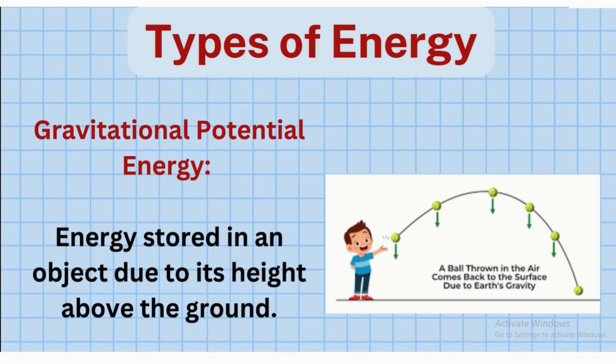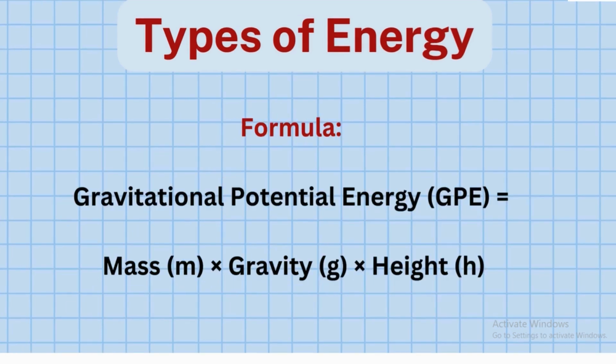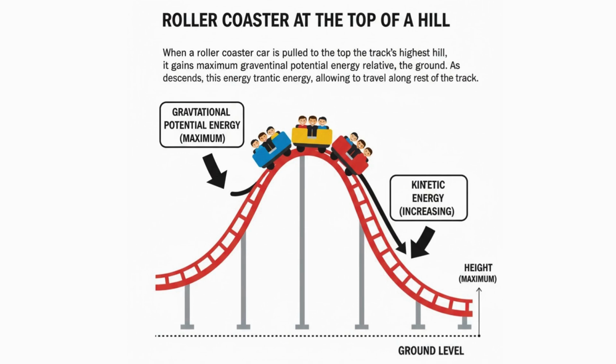Another type of energy is gravitational potential energy. We can define it as the energy stored in an object due to its height above the ground. This can be explained with the help of this formula: gravitational potential energy is equal to mass times gravity times height. We explain this with the help of examples.